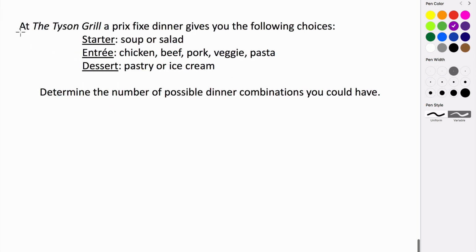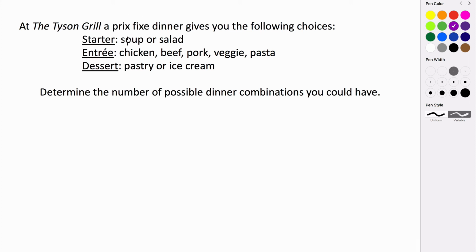So in this example, at the Tyson Grill, I wish I had a restaurant, I don't. A prix fixe dinner gives you the following choices. So this is basically like a set menu. A lot of times you'll see prix fixe dinners on special occasions like Thanksgiving or Mother's Day, because a lot of times the restaurants get overwhelmed by the number of people, so they just cook a fixed menu. So that's what a prix fixe menu is.